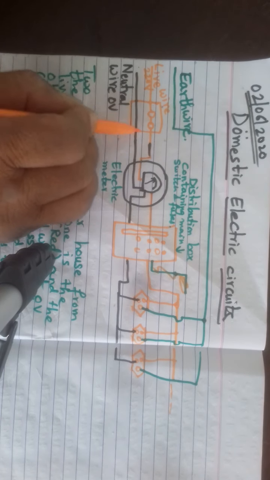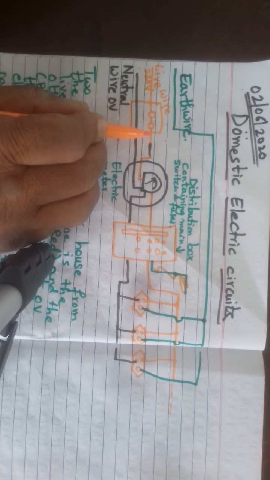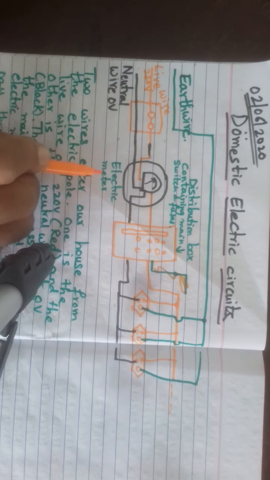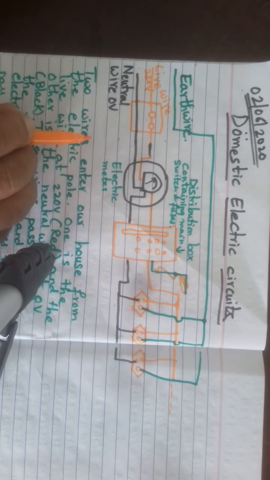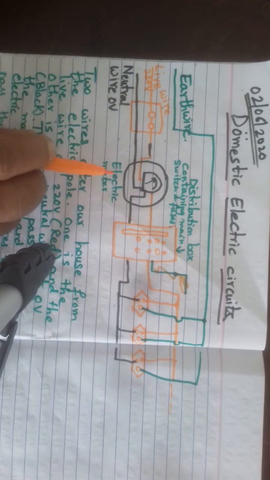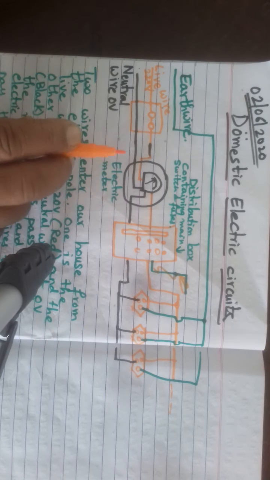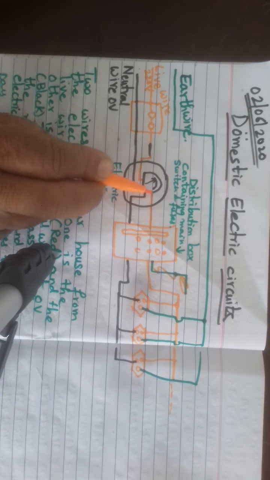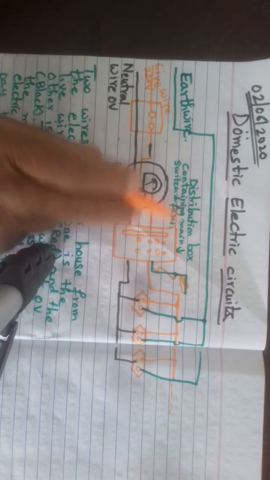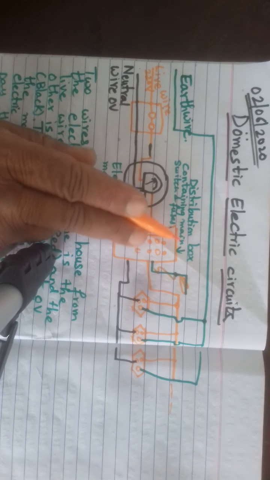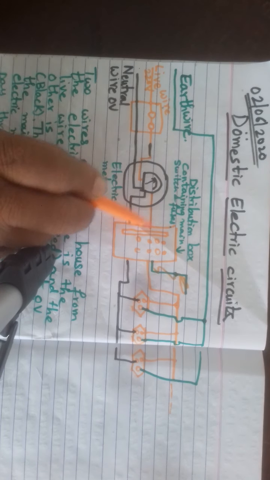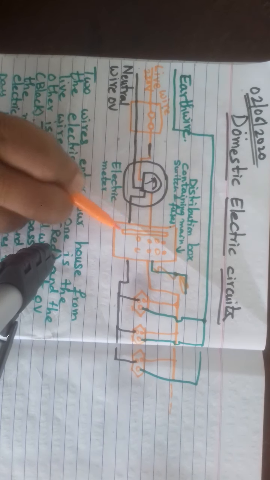So after passing through this main fuse box, these wires are then made to pass through the electric meter. And what does the electric meter do? The electric meter will show how much current you have used. And after passing through the electric meter, these wires are made to pass through the distribution box. This distribution box contains the main switch and fuses for different circuits.